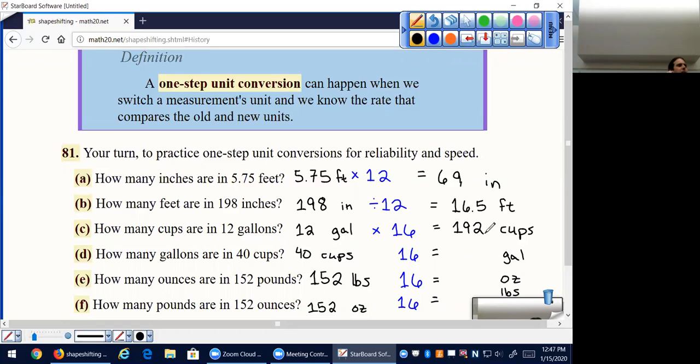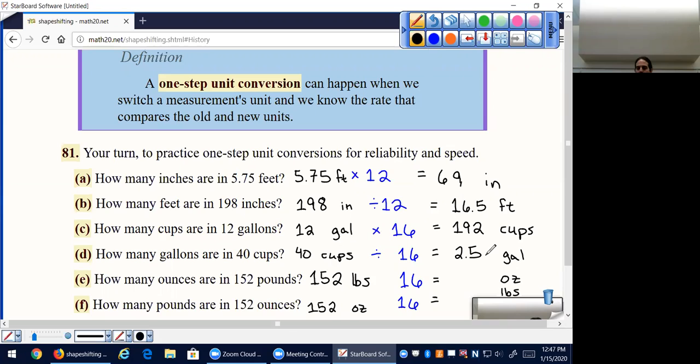And David? Yeah, everyone agree with David? Yeah. We're going from a big thing to a small thing, so we're multiplying. Okay, so unsurprisingly, the next one will be divide. 2.5. What's the answer? 2.5, okay. So we're going from the small thing to the big thing, so we divide.